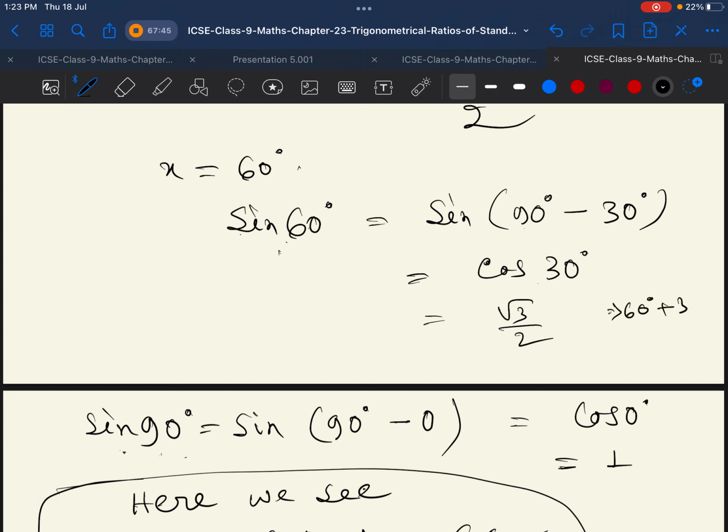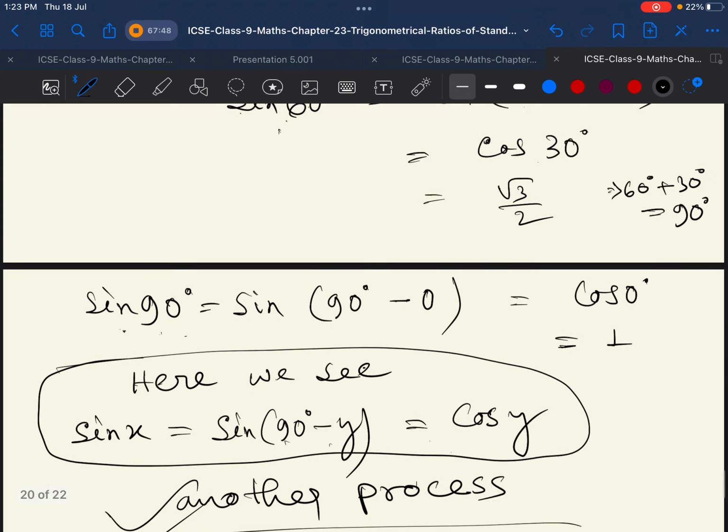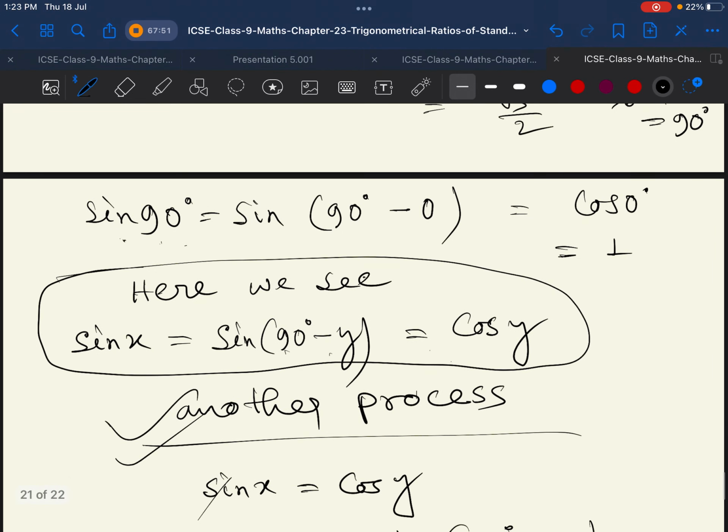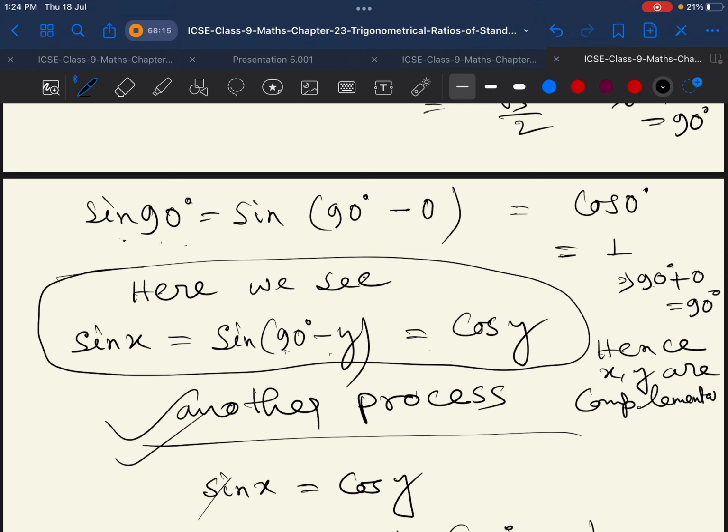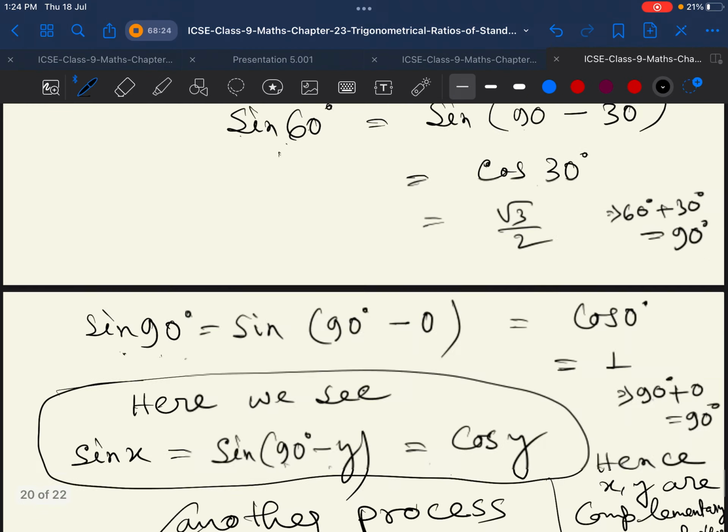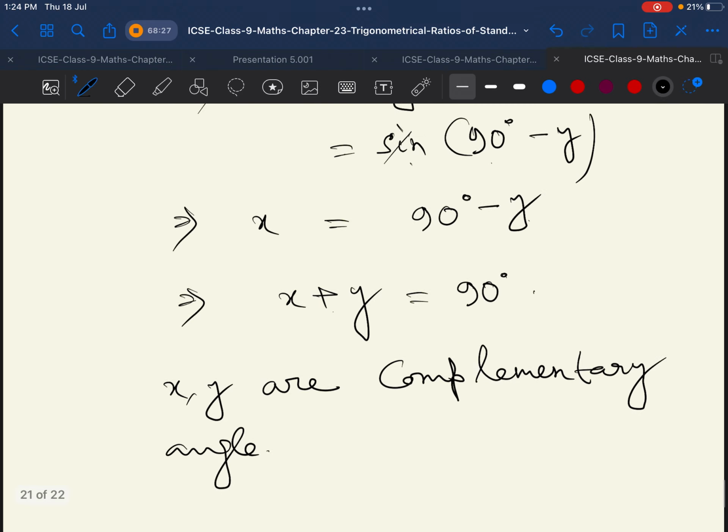And here x is 60, y is 30, this is also 90. This is a complementary angle, 60 and 30. And 90 and 0, here you see 90 plus 0 equals 90, so 90 and 0 are complementary to each other. Hence we can write that x and y are complementary to each other. You can prove it by this process, and you can also prove it by that process.